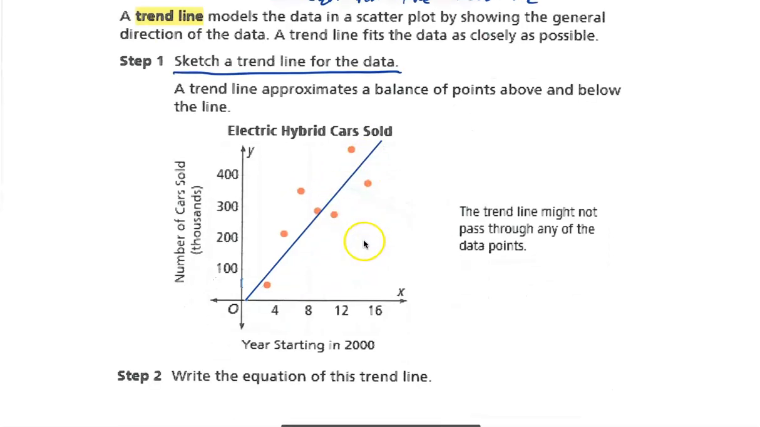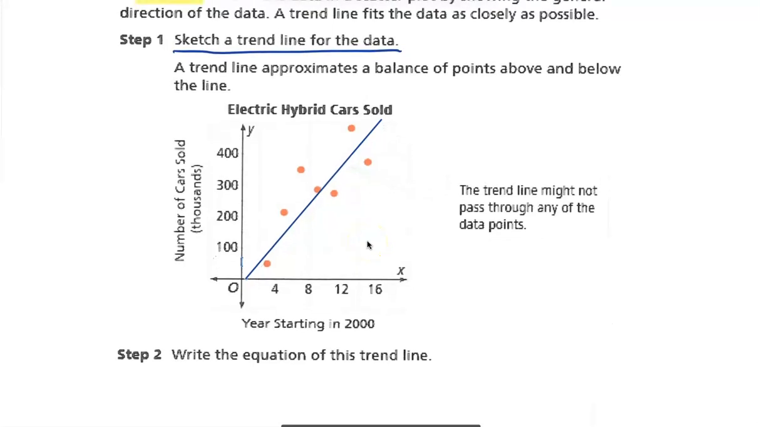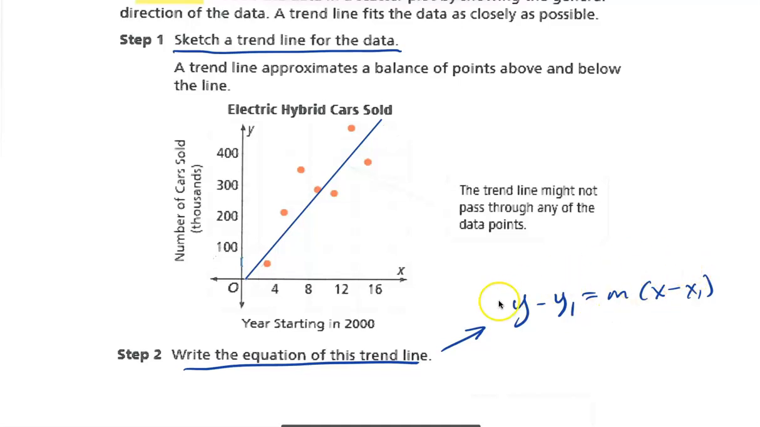So after you sketch a trend line, we're going to want to write an equation of a trend line. Well, it's the same way we always write an equation of a line: y minus y1 equals m times x minus x1. Point slope form for the win. I love this equation because it makes writing equations so easy. So if you remember how we do this, we've got to find two things: the slope, and a point, x1, y1.